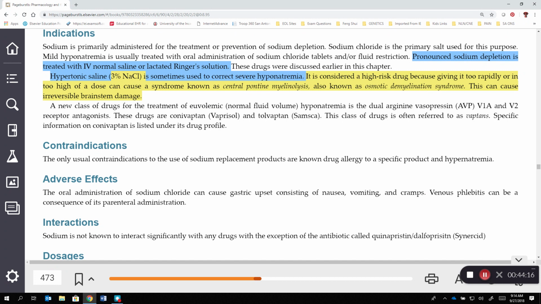You don't want to give it too rapidly. It can cause central pontine myelinolysis. Myelin, think about nerves. Lysis, things are going to die. Or it's also known as osmotic demyelination syndrome. It can cause irreversible brainstem damage.